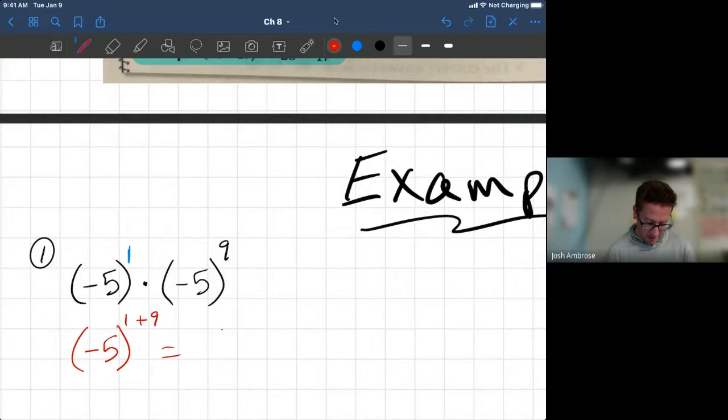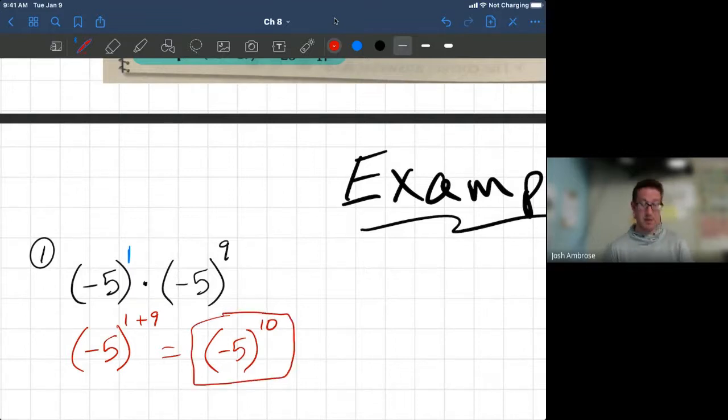This will then equal -5 to the power of 10. And that right there we are good with. We don't need to expand it and make it this crazy big number. Just keep it as it is right there. All right, first example problem done.